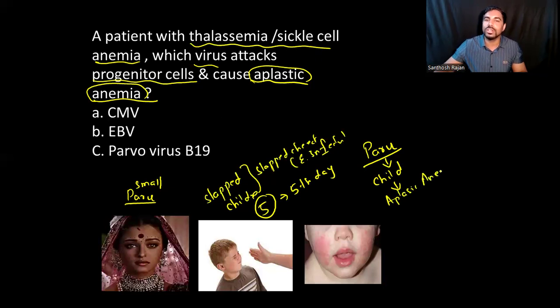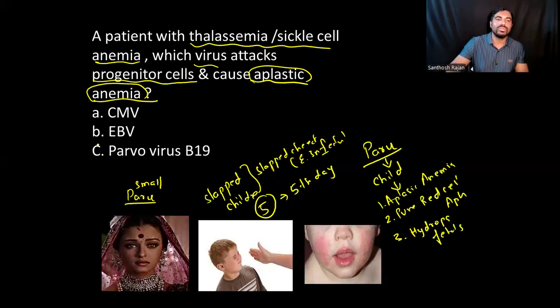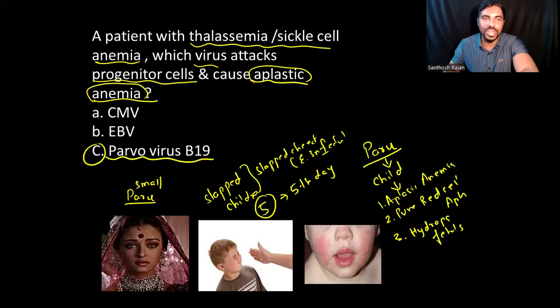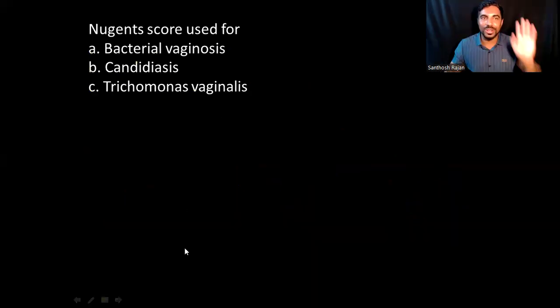One is aplastic anemia. Okay, God cursed our Paru with three diseases. Aplastic anemia, and the other one is pure red cell aplasia. And the third one is what? Do you know that? That is hydrops fetalis, but non-immune hydrops fetalis. Okay, frequently asked question. This time they directly asked. So if you marked parvovirus B19, you're absolutely right. You got it. Okay. Easy, no? This question is easy. I'm going to the next one.